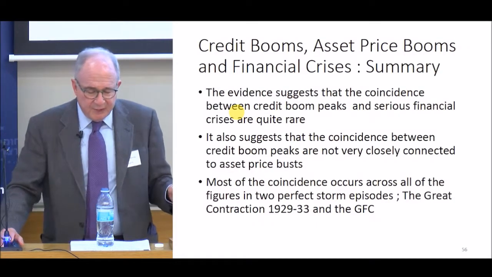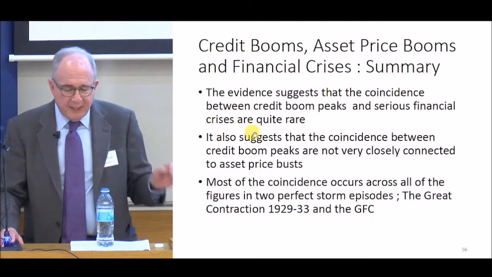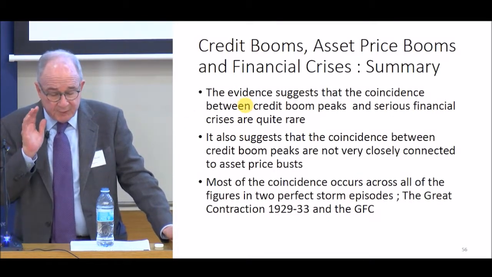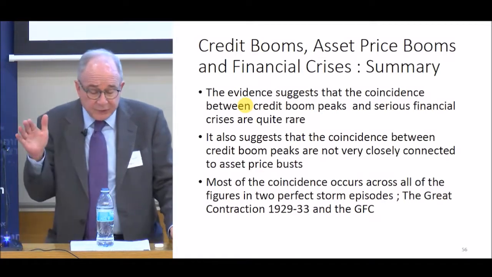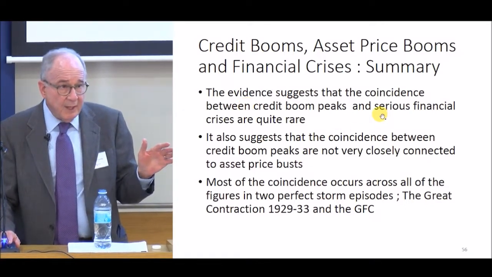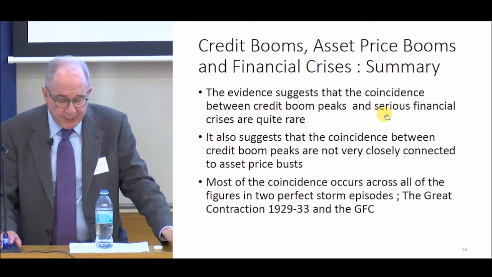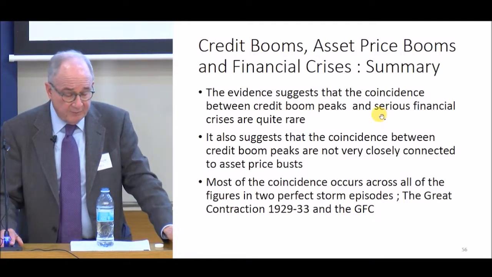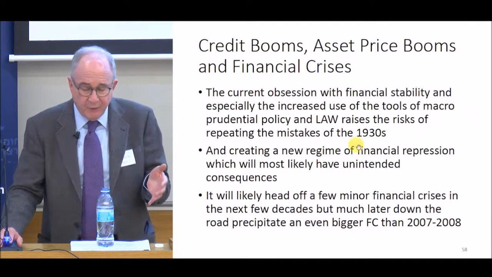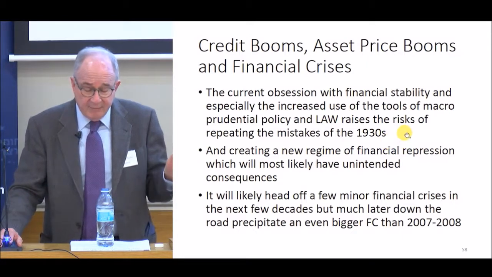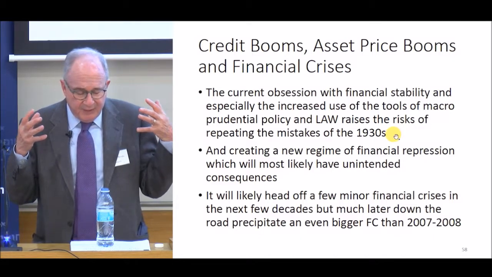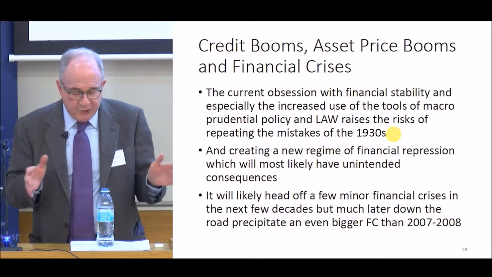What the evidence suggests is that the coincidence between credit boom peaks and serious financial crises is really quite rare. It also suggests that credit boom peaks are not very closely connected to asset price booms, and most of the coincidence occurs in these 2 big perfect storm periods, the 1920s to 30s and the recent global financial crisis. And so you get to this question: the central banks are really focused on this, they're looking at leaning against the wind policy. Is this something we should accept without any question?